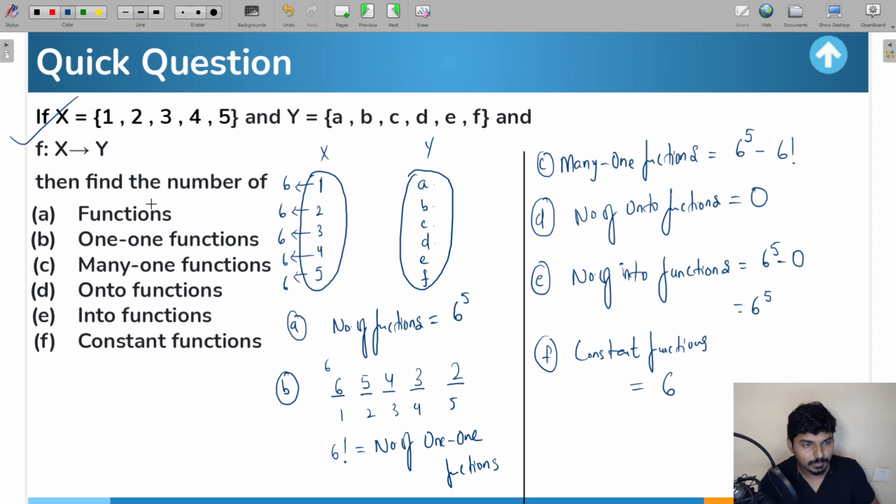So, understood this question, everyone? In this question, we have not applied any formula. I'm just telling you the answers. We got the solutions just through the basic concept of calculating the total number of functions, the number of one-one, onto, many-one, into, and constant functions. I hope this concept is clear for you. These are the concepts which are important related to the types of functions, guys.